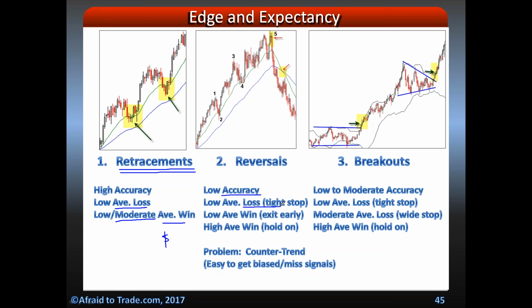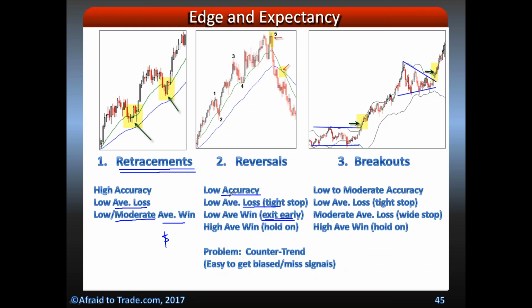If you use a tight stop, your average win will be lower. If you exit early, here's a very big problem. If you're playing for a small target, you're going to chew yourself up. So with an early exit, you will not be able to capture the edge, essentially.